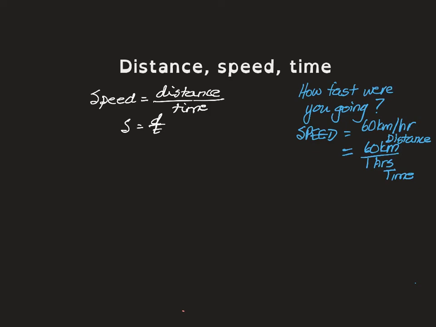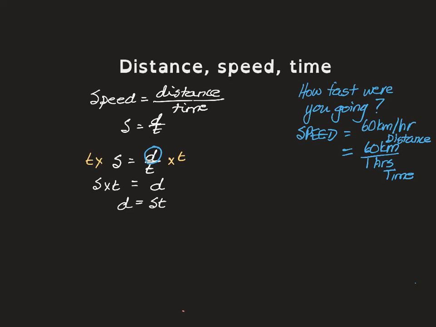Once you've got that one, it's easy enough to work the others out. Speed is equal to distance divided by time. Now I want to find a formula for distance. So I don't want the t for time. I'm going to multiply by t on both sides, and the t's divide out. So I have distance is equal to speed times time, or d is equal to st.